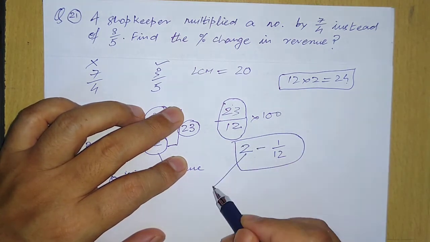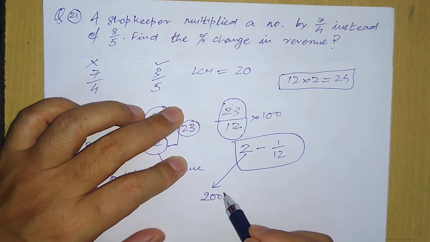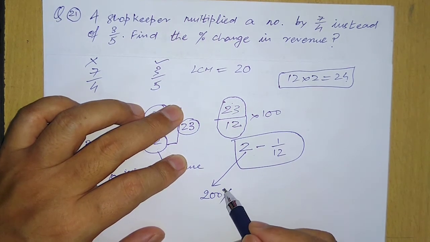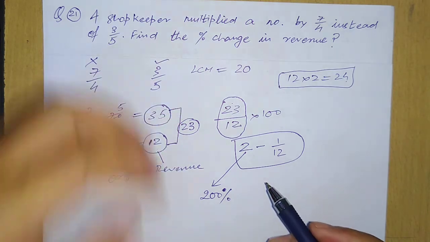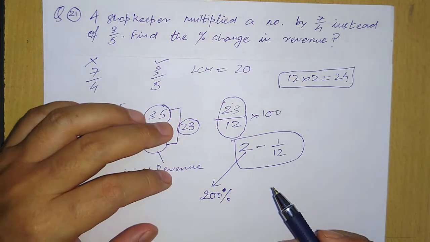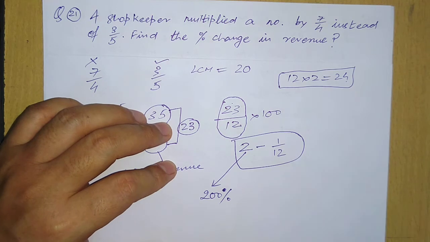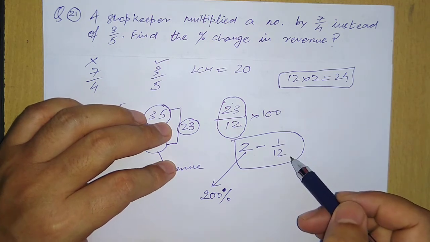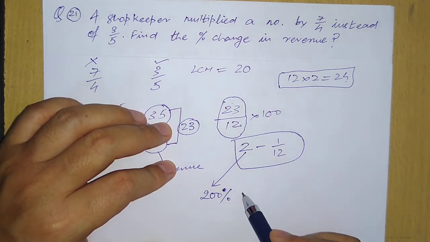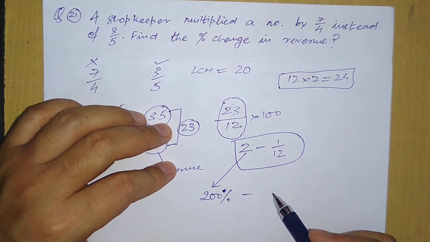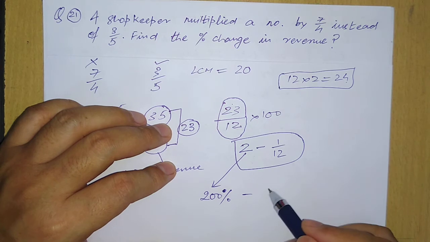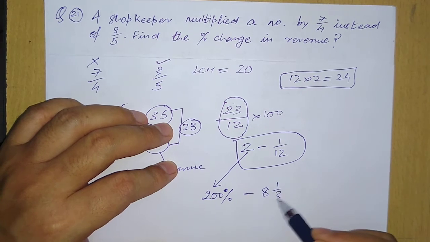Now this 2 represents 200%. Those who are new to this concept, please watch the first video on basic concept and percentage, and you will know this method. So 1 by 12 is how much? We know that 1 by 12 is 8 1 by 3%.